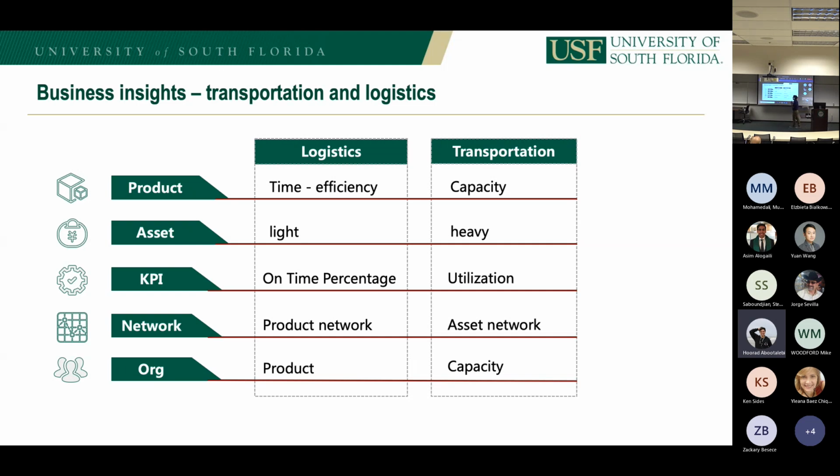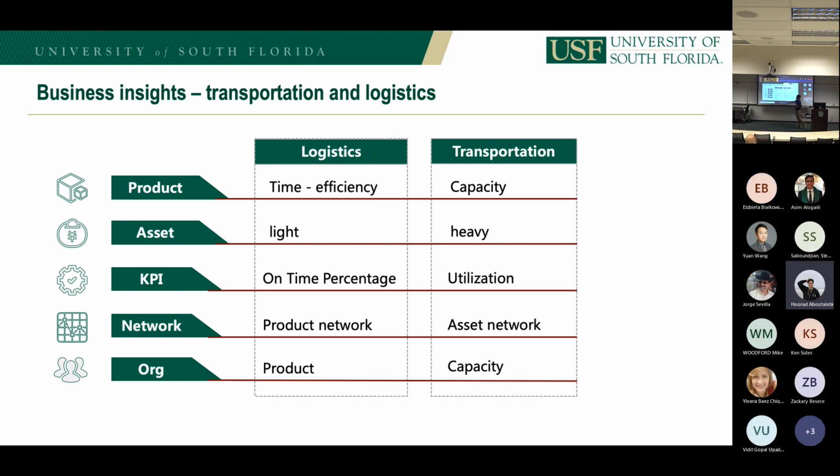The second difference is about the assets. I think that logistics has lighter assets, and transportation has heavier assets. And for KPI, as we know, logistics is trying to keep their promise. So what do they really look at? The on-time percentage, the promise we made. And for transportation, we are selling our capacity. So we should really look at asset utilization. What's our train utilization, our flight utilization, our car utilization, truck utilization.